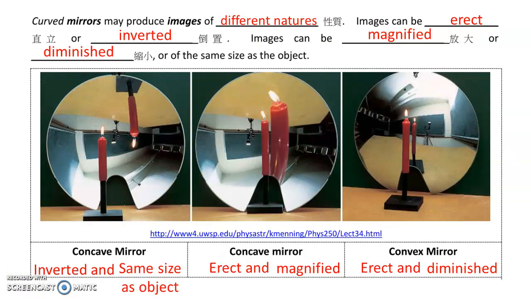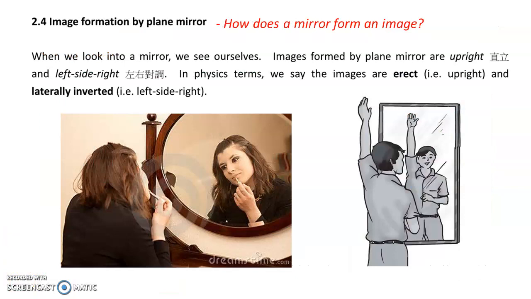Do you still remember how we describe images? Images can be erect or inverted, magnified or diminished, or have the same size as the object. So what about images formed by plane mirror? Are they erect or inverted, magnified, diminished, or the same size as the object? They all have the same size as the object, and they are all erect and laterally inverted.